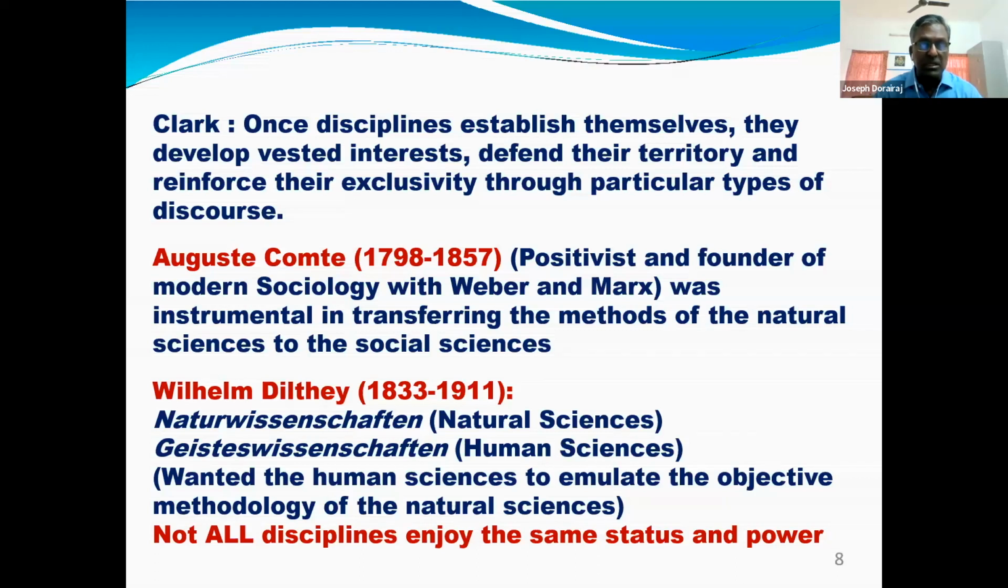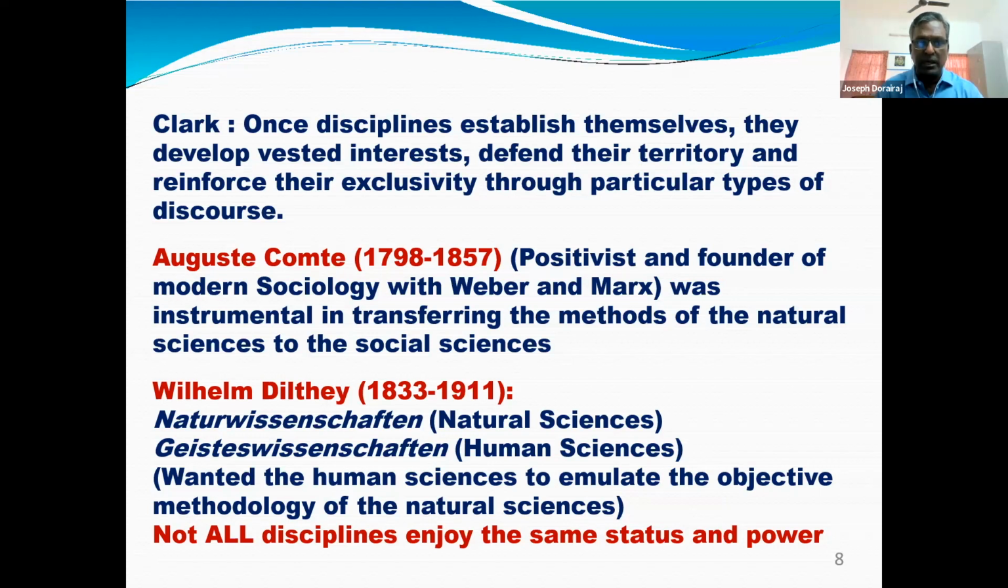Now, this trend was continued by the German philosopher Dilthey when he talked about knowledge, when he talked about different subjects or different disciplines. He divided them into two categories: natural sciences, and the German term is Naturwissenschaften, and human sciences, and the German term is Geisteswissenschaften. In other words, Dilthey made it very clear that the human sciences should copy or imitate or emulate the objective methodology of the natural sciences. In other words, they should be anchored on, they should be founded on concrete empirical data.